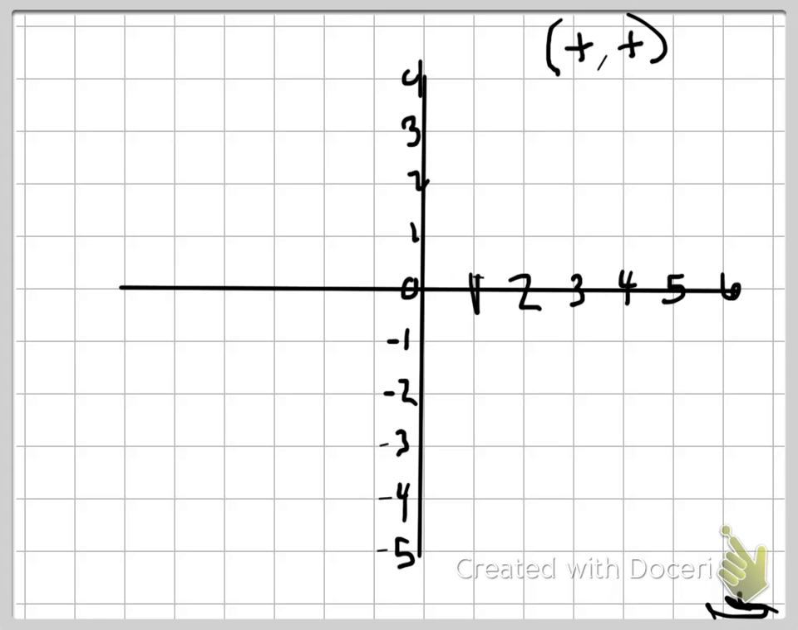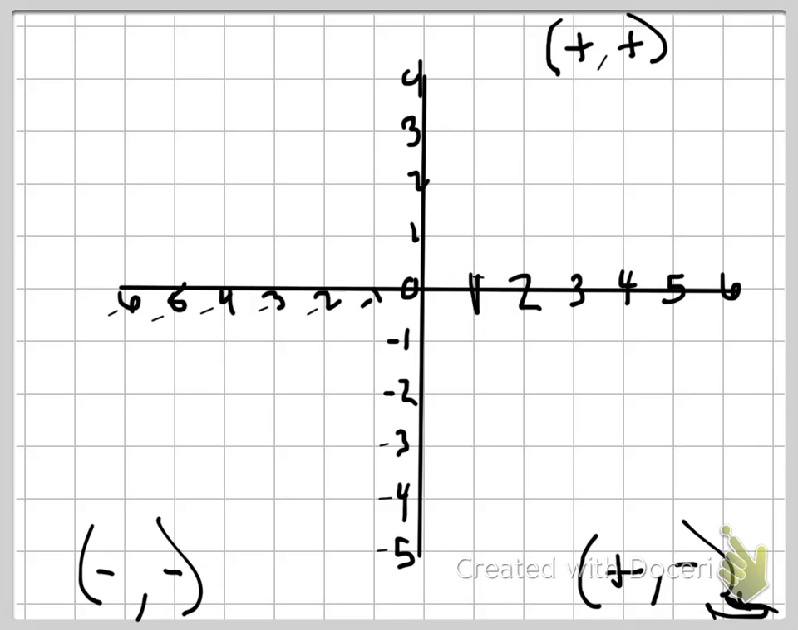So if I have any number that's over here, or any dot, this is going to be a positive x number and a negative y number. Now if I continue with the x's, this would be negative 1, negative 2, negative 3, negative 4, negative 5, and negative 6. So any dot that's over here is going to be a negative y number and a negative x number. And then up here in the corner, we're going to have a negative x and a positive y.